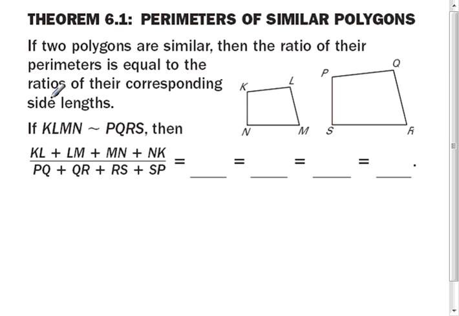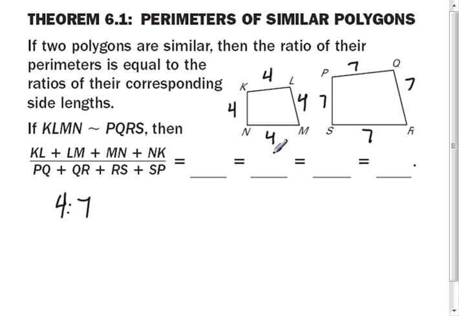Next one, there's a lot of words here, but basically all it's saying is, if you have two similar polygons, the ratio of their perimeters is equal to the ratio of their corresponding side lengths. So if this was 4, 4, 4, and 4, and this was 7, 7, 7, and 7, the ratio from the first one to the other one would be 4 to 7. The ratio of their perimeters should also be 4 to 7.